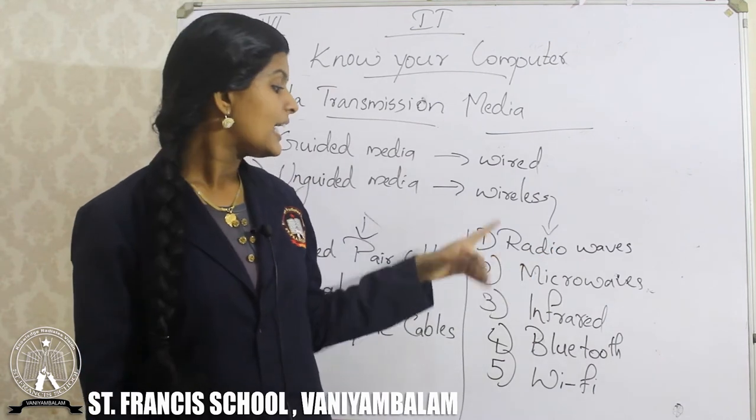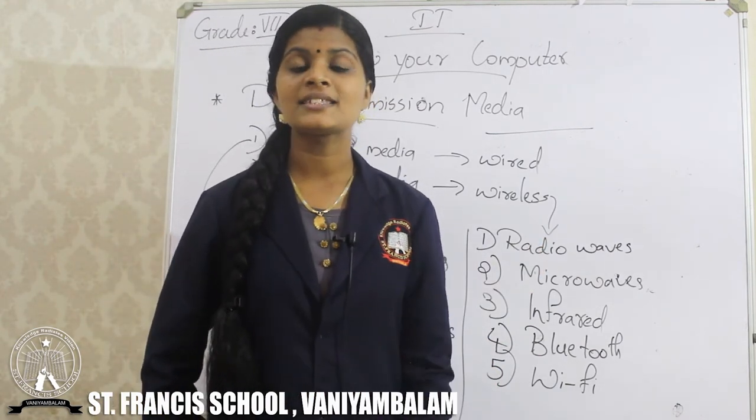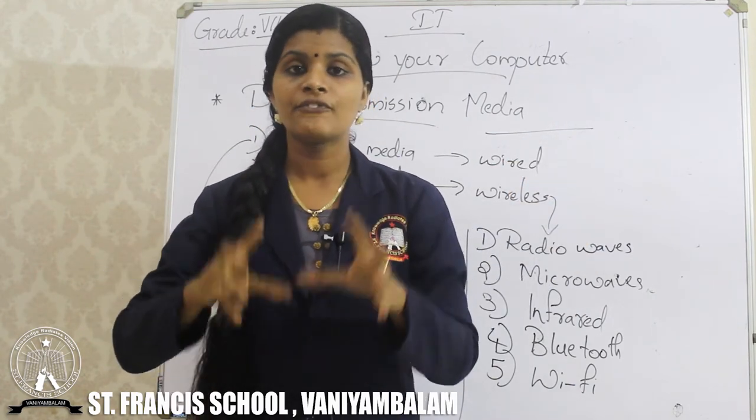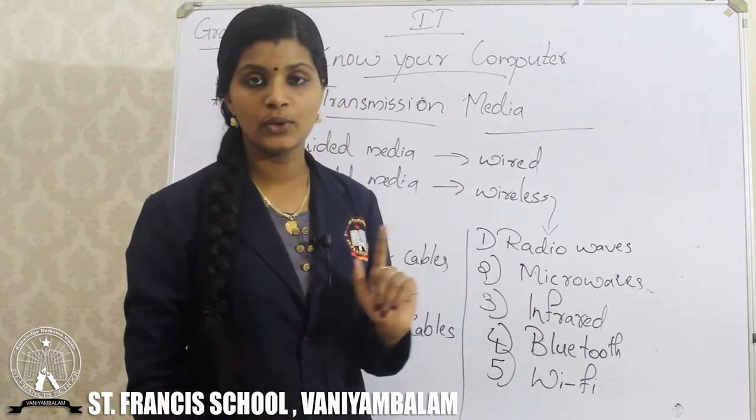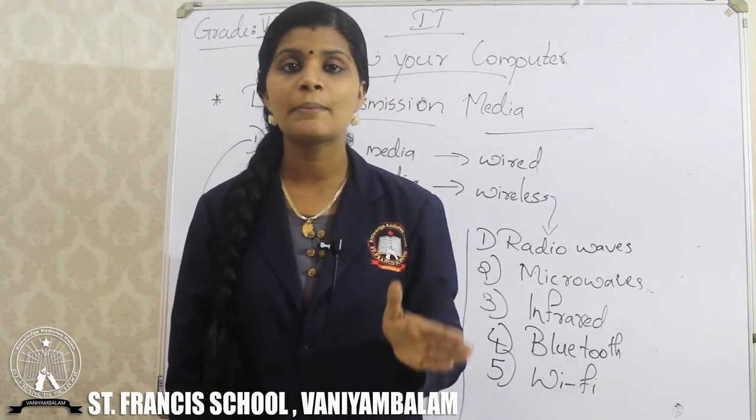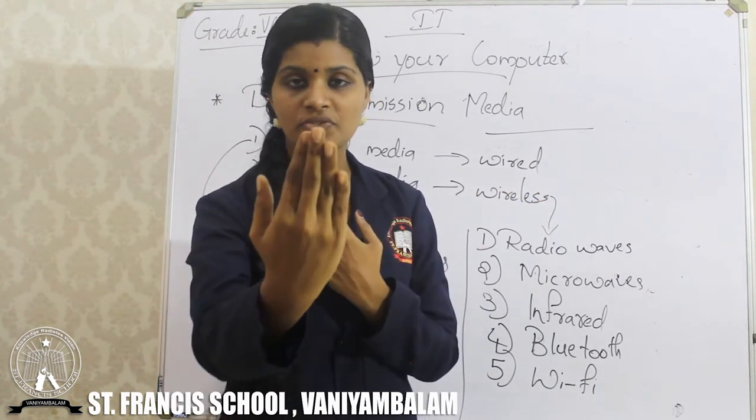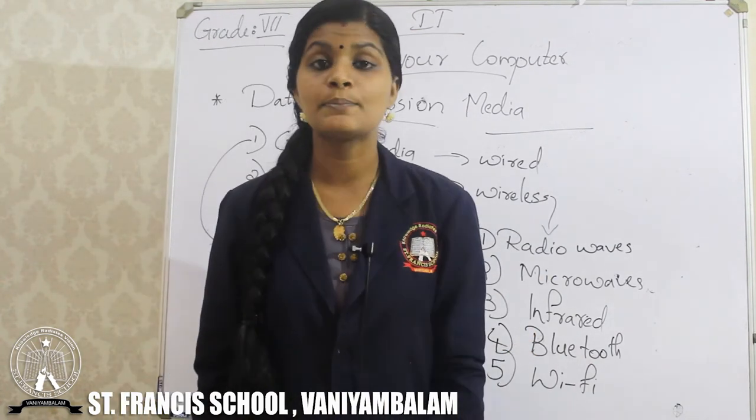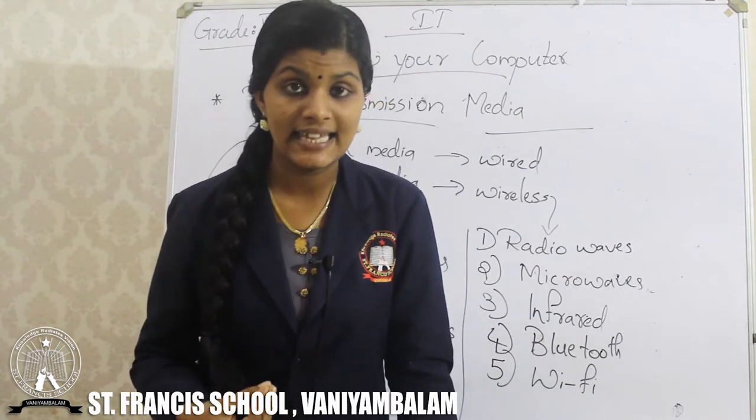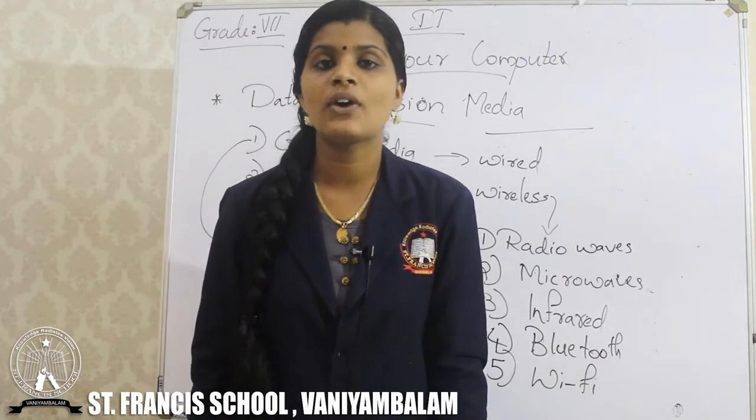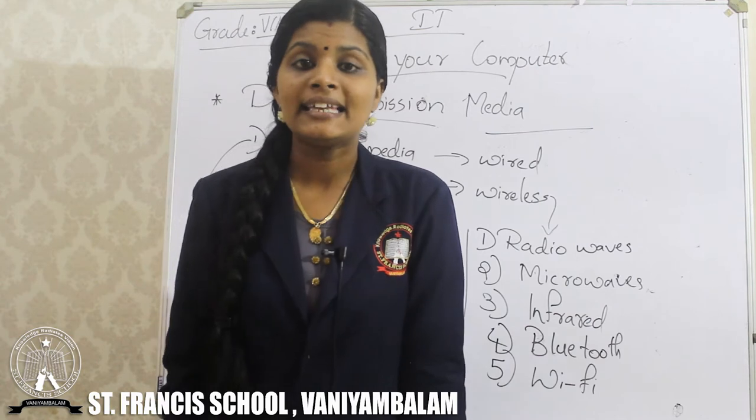That is radio waves. The next one is microwaves. Microwaves is somewhat faster than radio waves. The transmitter is just like a tower. From the tower we are sending the network, but it will pass only in a straight line. That is a specialty of microwaves. And the third one is infrared. The best example is a remote. In the case of a television remote control, it will work only in a short area and also in a straight way, just like microwaves. And the fourth one is Bluetooth. Bluetooth is another unguided or wireless media. Using that media, we can send and receive data in a short space. And the last one is Wi-Fi. Wi-Fi is also another wireless media. Using this media, we can send and receive our data in a particular distance.